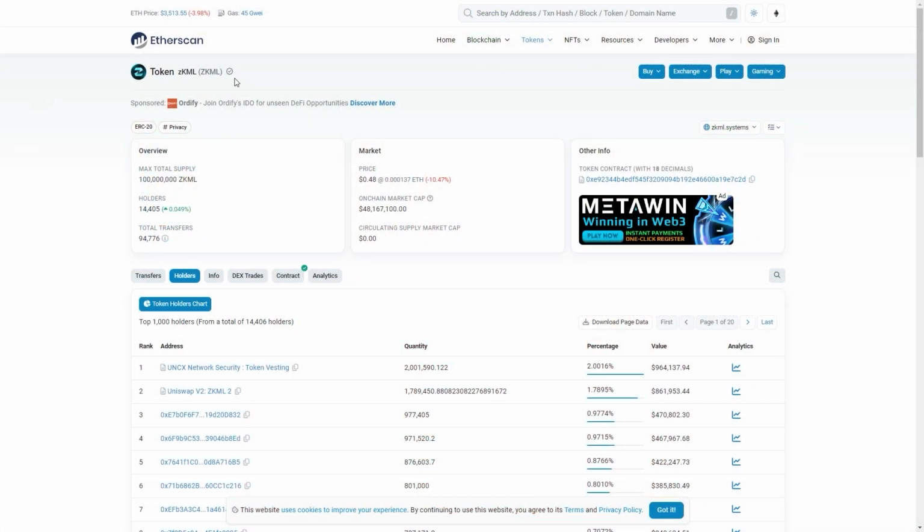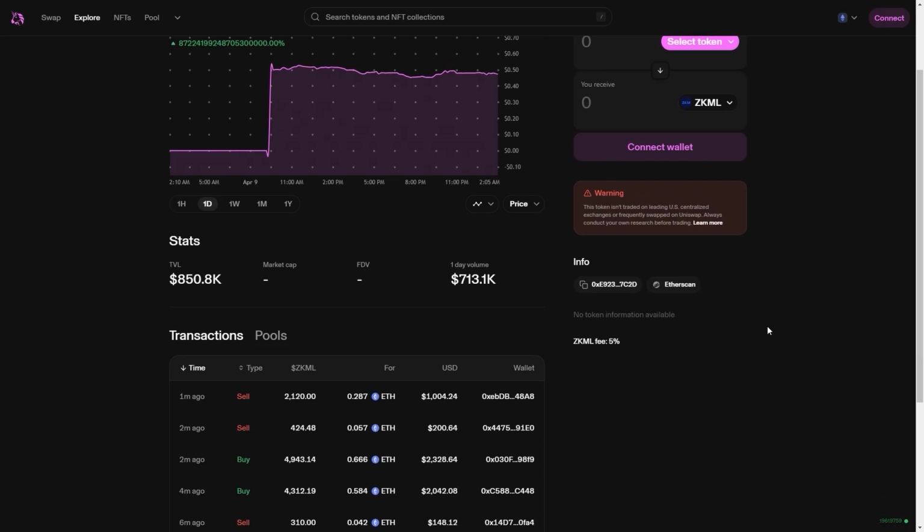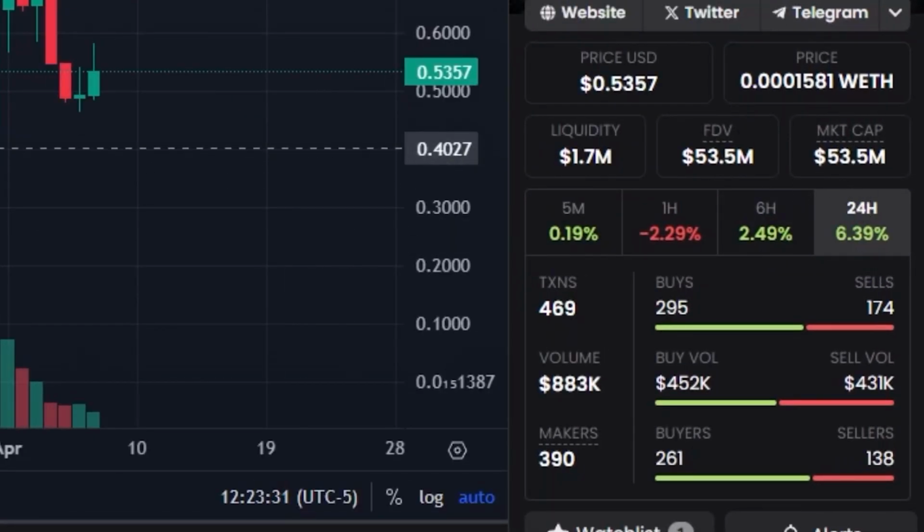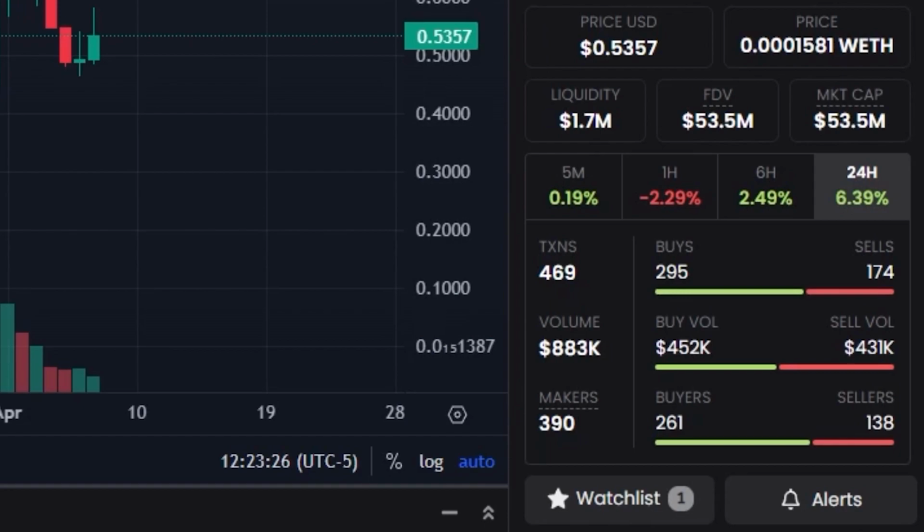And right now zKML is only available on the Ethereum ecosystem. It is only available on Uniswap. It's about a $52 million market cap right now at about 52 cents per token. And it has been holding strong. There is a lot of interest in the token. It's had some very high volume. I think that about does it for the review on zKML.